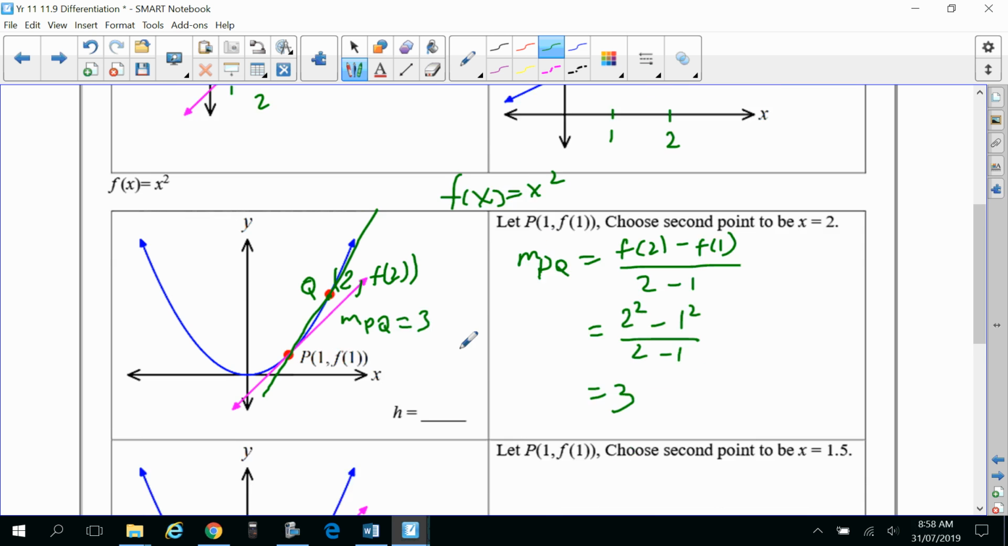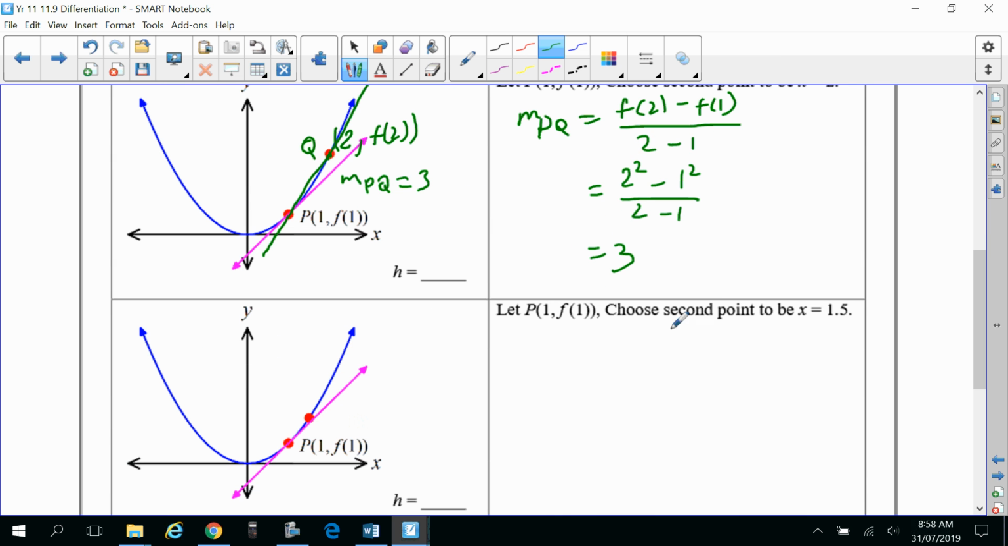Can we improve the approximation? Yes, we can. So instead of choosing 2, let's choose 1.5. It's closer, isn't it? If I draw the secant, it will be much closer to the gradient of the tangent. So this is Q once again, (1.5, f(1.5)). All right, pretty cool. We'll do exactly the same thing, except the approximation will be better.